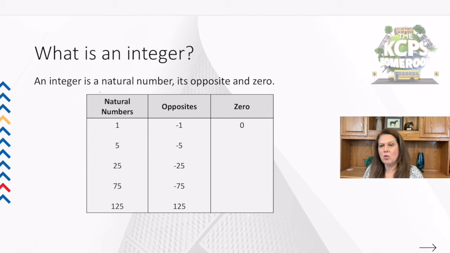So if I have 1, my opposite is -1. If I have 5, my opposite is -5. 25, my opposite is -25. 75, my opposite is -75. You get the picture. And the number 0. Now, those 3 types of numbers, natural numbers, their opposites, and zero, make up our integers.